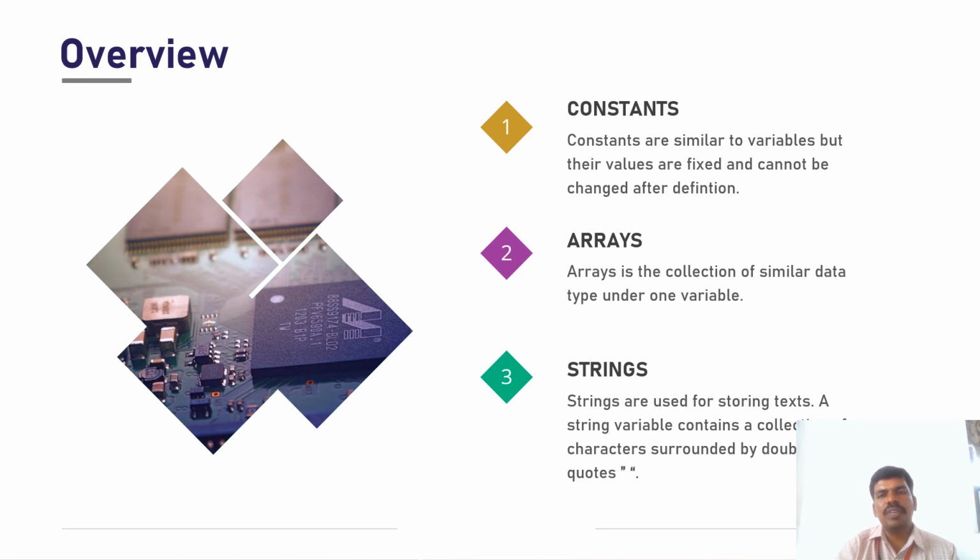Constants are similar to variables, but their values are fixed and cannot be changed after definition. An array is a collection of similar data types under one variable. An array is a collection of similar items which are stored in consecutive memory locations. Strings are used to store text. A string variable contains a collection of characters surrounded by double quotes.